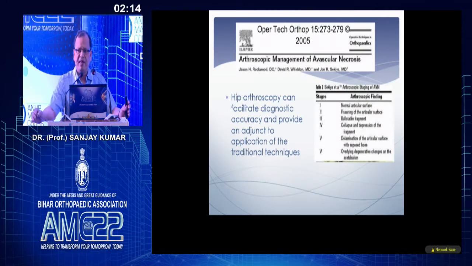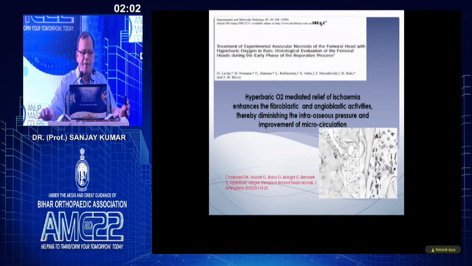Arthroscopy can be very helpful. It can facilitate diagnosis, accuracy, and provide an adjunct to application of the traditional techniques. Hyperbaric oxygen-mediated relief of ischemia enhances the fibroblastic and angioblastic activities, thereby diminishing the intraosseous pressure and improving microcirculation, so healing the lesion.